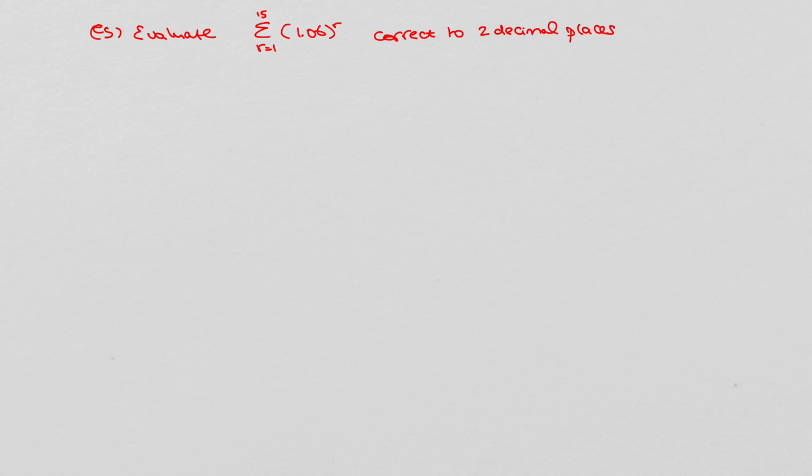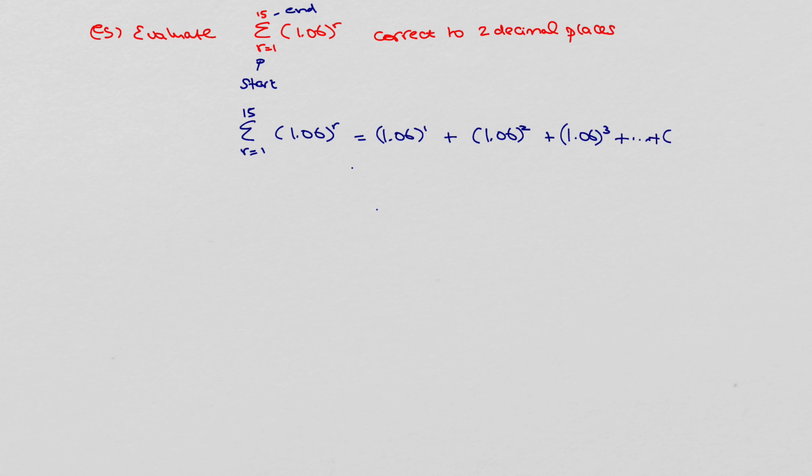So in this example, we're asked to evaluate the sum of 1.06 to the power of r, starting at r equals 1 and ending at r equals 15. So therefore, what I essentially do is I'm going to start by writing out the first couple of terms so I can see what my first term is and my common ratio is. So in other words, we have 1.06 to the power of 1 plus 1.06 to the power of 2 plus 1.06 to the power of 3, and that would continue until we got to 1.06 to the power of 15.